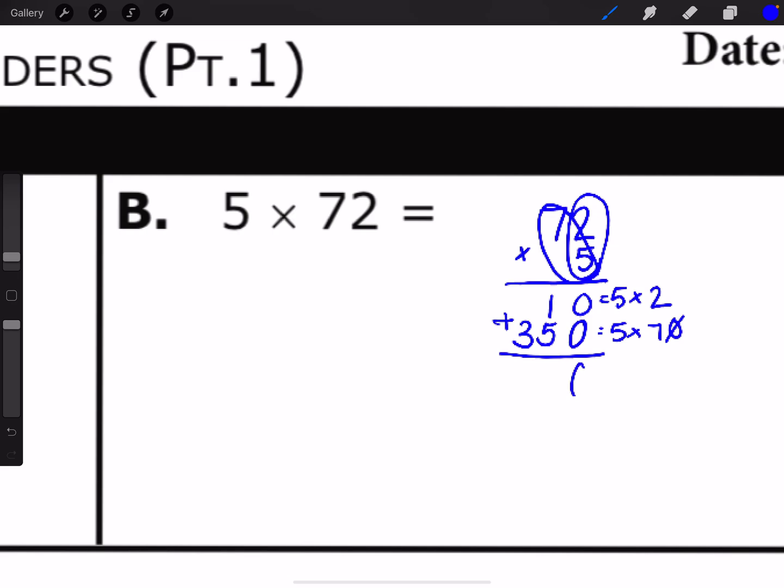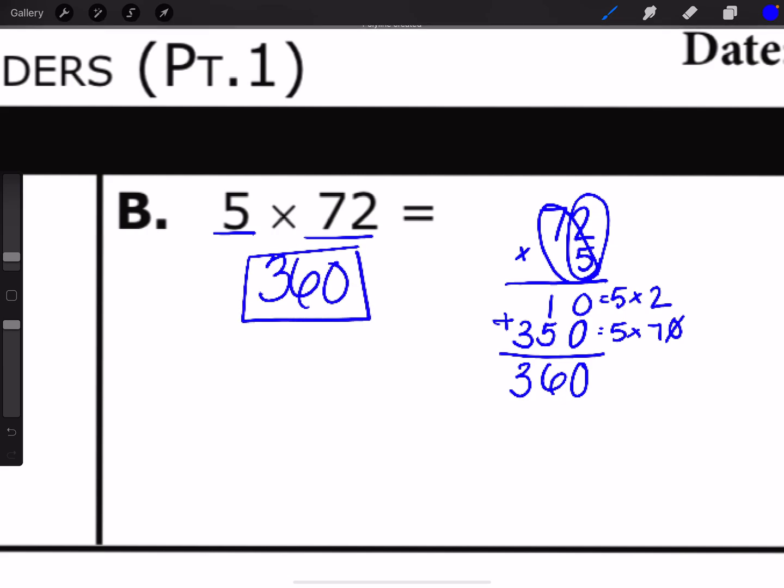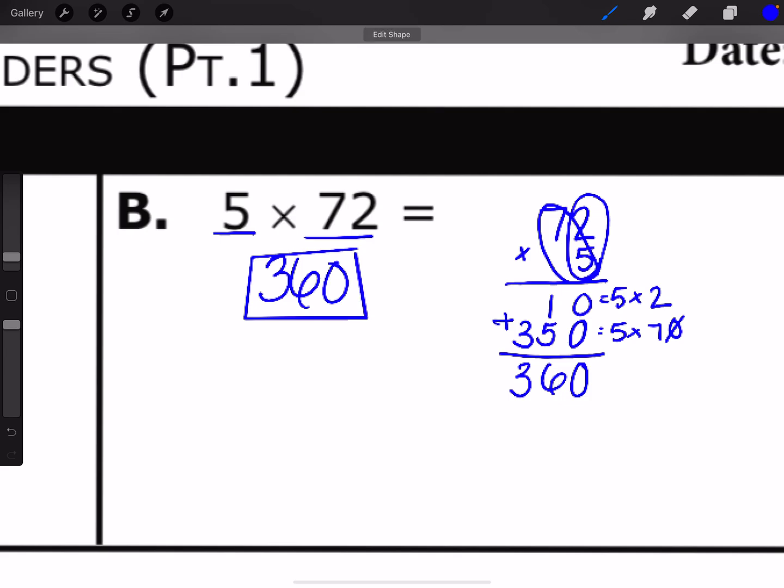And then we're going to add these together. 0 plus 0 is 0. 1 plus 5 is 6. 3 plus 0 is 3. So the product of 5 times 72 is 360. Good job, guys.